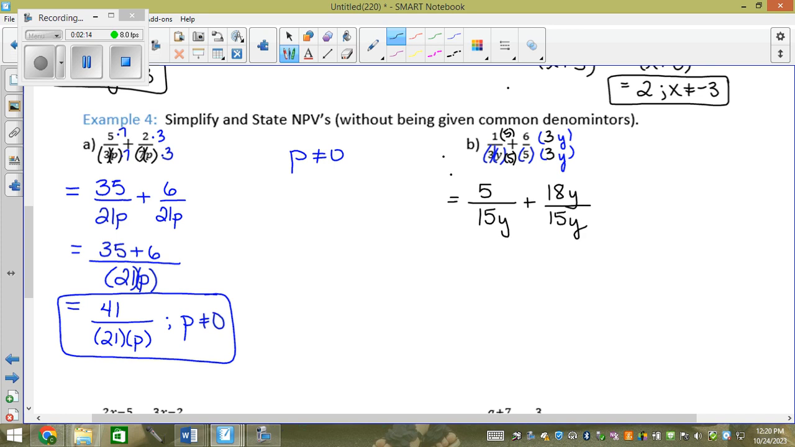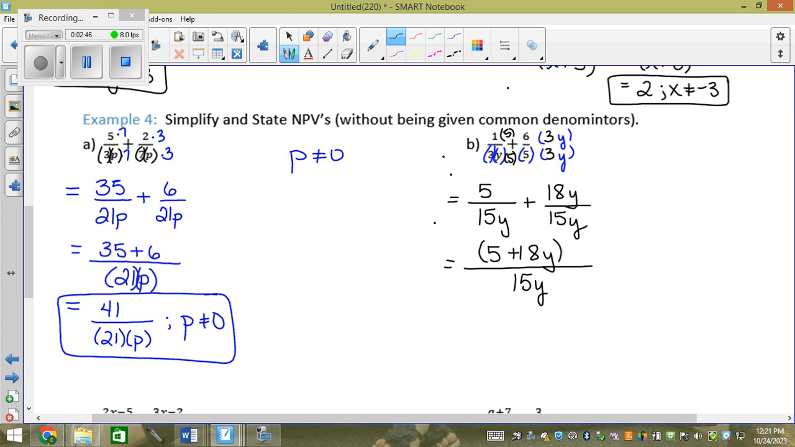Make sure you're filling in your notes. So then we have a common denominator, so we write them both over 15y. And our numerator is going to be 5 plus 18y. Can I cross off the y's or the 5 and the 15? Can I cancel any of that off? No. What is the numerator? 5 plus 18y. It's a binomial.